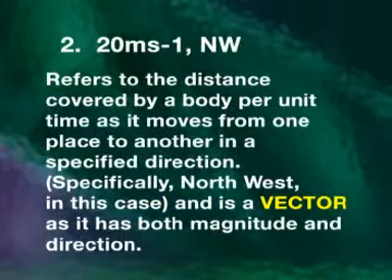2 refers to the distance covered by a body per unit time as it moves from one place to another in a specified direction, specifically northwest in this case, and is a vector quantity as it has both magnitude and direction.